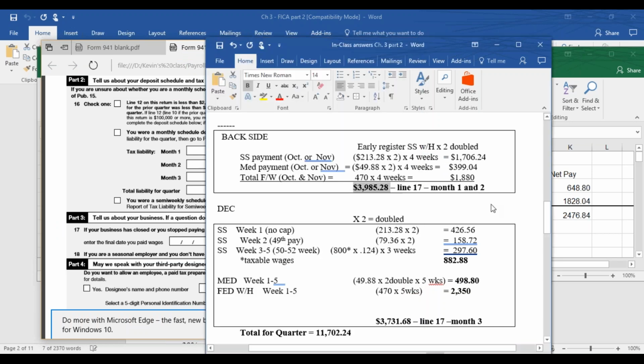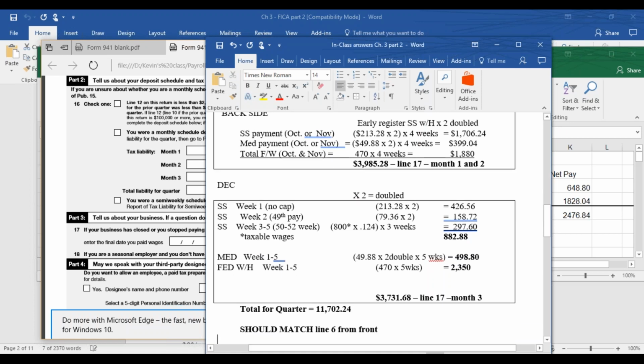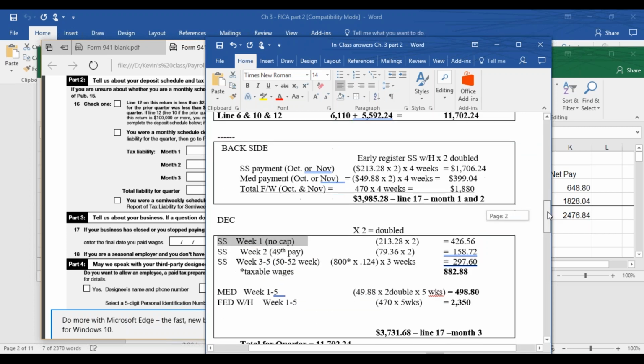Now December is not so easy. 1, because it has the 5th week, and 2, because an employee hit the Social Security cap. So it's the Social Security that I'm going to have to break down by weeks and makes it just a little bit tougher. So Social Security during the first week of December. Remember that first week, nothing had been hit yet. That was still week 48.